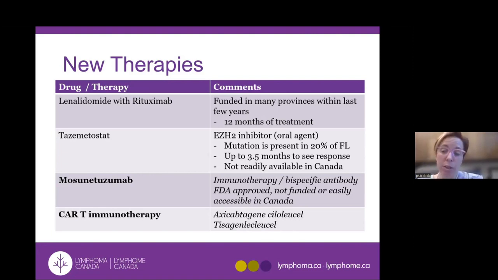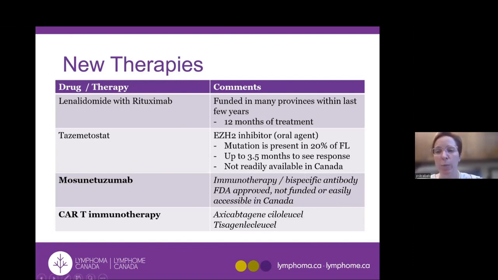But this is an option for people, and it can be a tolerable option compared to intensive chemotherapy for someone to take at relapse if they have an EZH2 mutation. It does take a while to see a response, so it's probably not for someone who has a very high number of symptoms. Presently, it's not readily available in Canada. However, I think that'll likely change within the next couple of years.